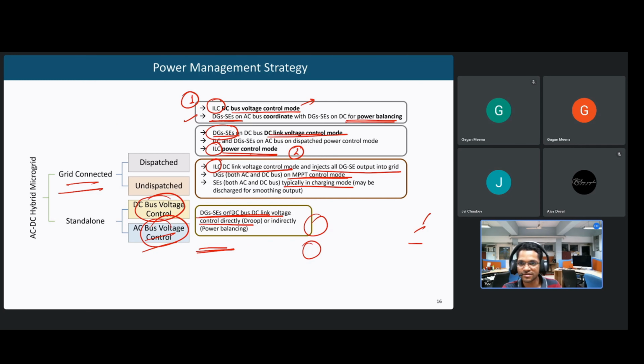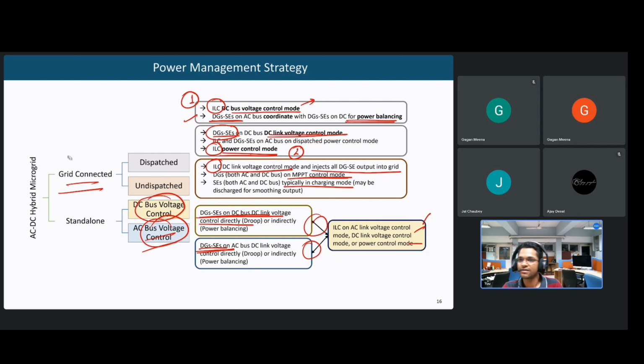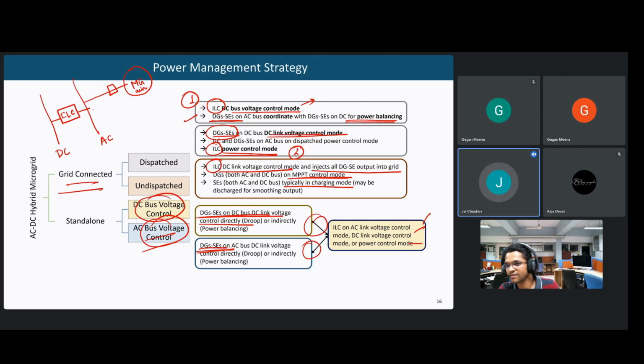Just go to this page. This is the main grid. This is the AC bus, this is the DC bus, and in between this we have this ILC. We are not having ILC here. DC grid is standalone. What I mean is, DC grid is maintaining its own. Then what is the role of an ILC?